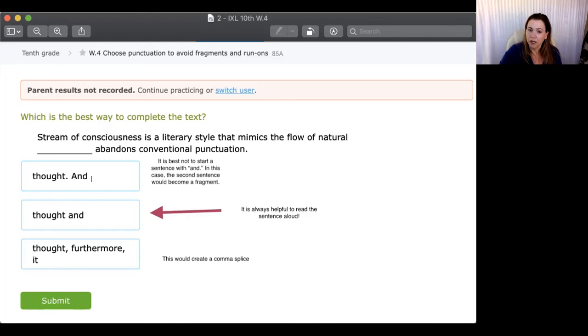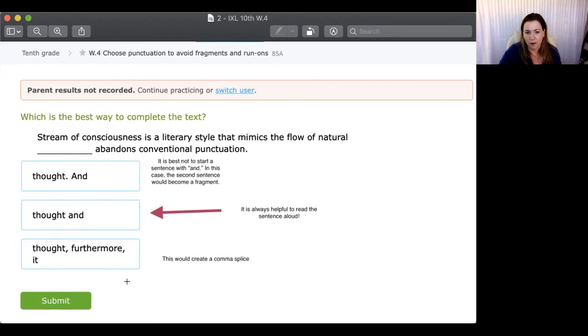Now, it's important that we allow our eyes to see what's happening, because if we just read the first sentence, stream of consciousness is a literary style that mimics the flow of natural thought, period. Yes, that is a complete sentence. But then let's read the next one as a complete sentence. And abandons conventional punctuation. That's not a complete thought, that's a fragment. So it is best to not start a sentence with and, because we're creating potentially a sentence fragment. So this one is definitely a no-go.